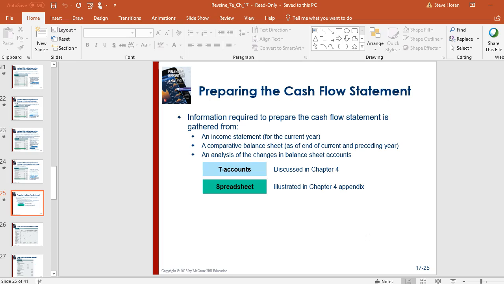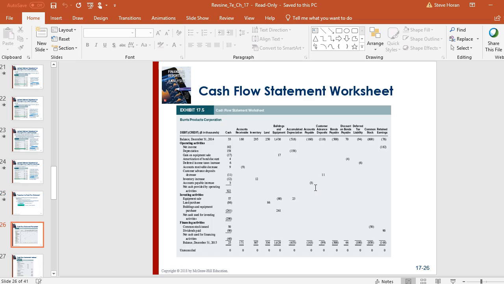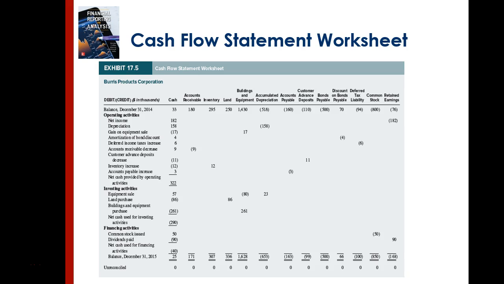Then preparing the cash flow statement, we talked about the T account approach a little bit way back in chapter 4. We talked about a spreadsheet method way back in chapter 4. We're going to do a little bit of that again today with the homework. You might recall we did one together in the classroom way back when we did chapter 4.